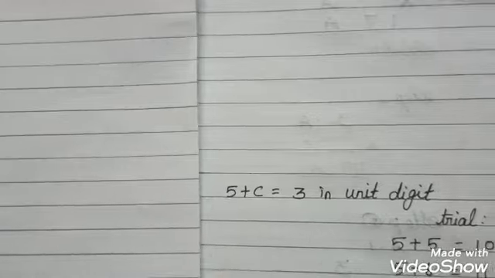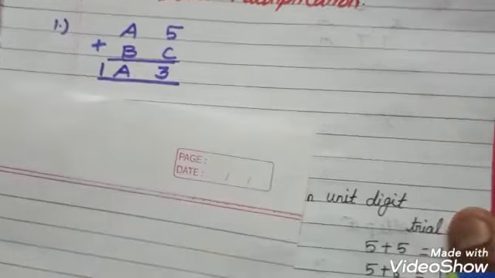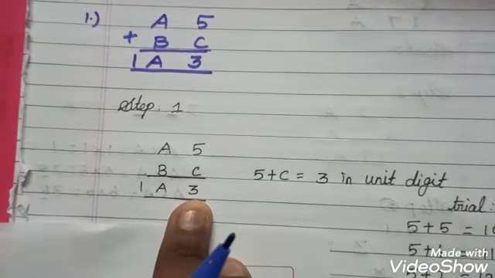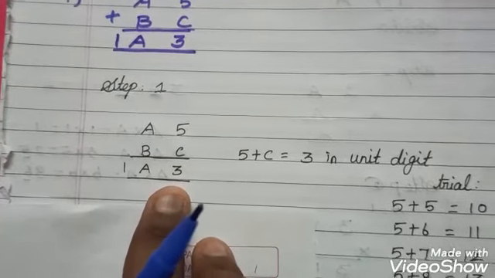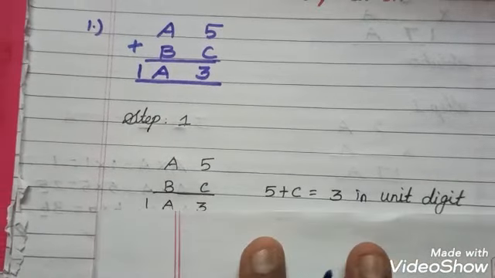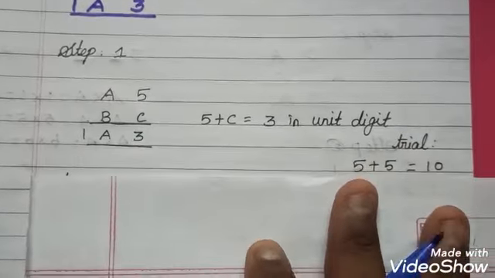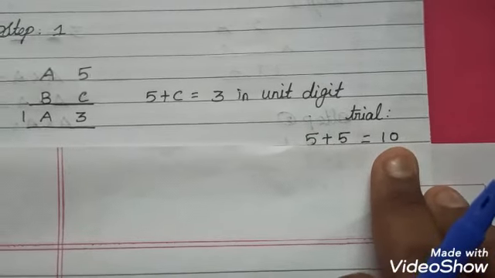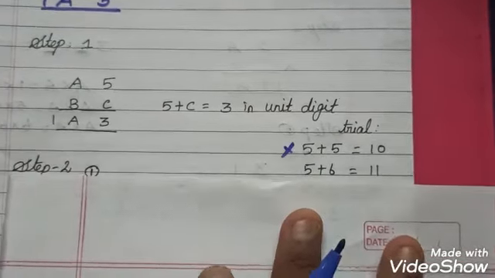You clearly know that 5 plus C gives 3 in the unit digit. The question itself shows 5 plus C should end in 3. So I will try values. Adding 5, we get 10, so the unit digit is 0, which is impossible. Then I add 6.